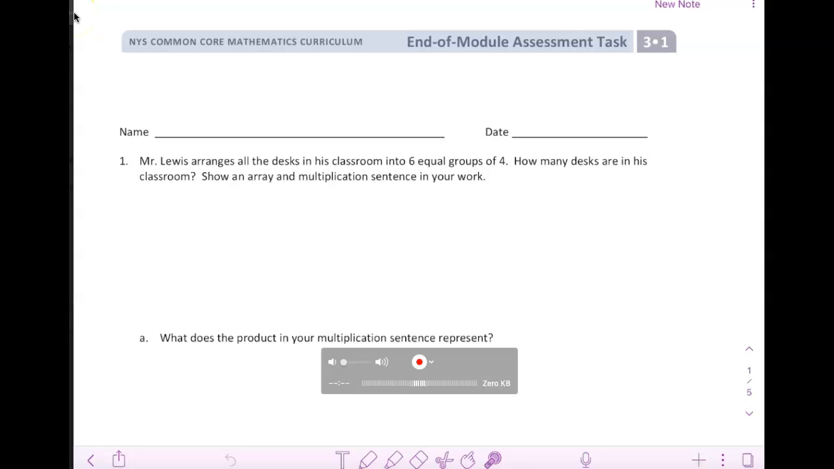This is the recording of the Module 1 End of Module Assessment. Please read along as I read the questions to you and you complete your assessment.